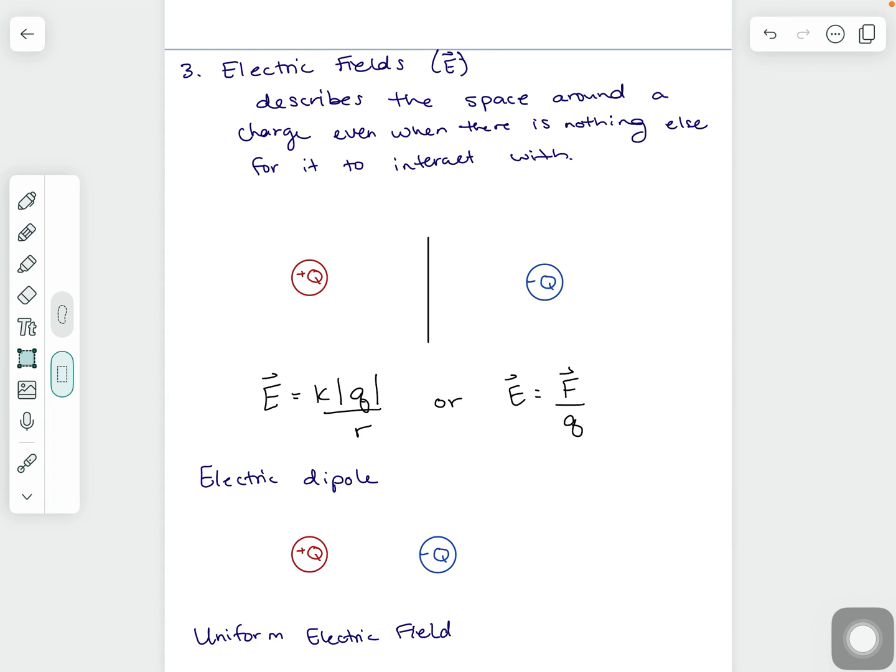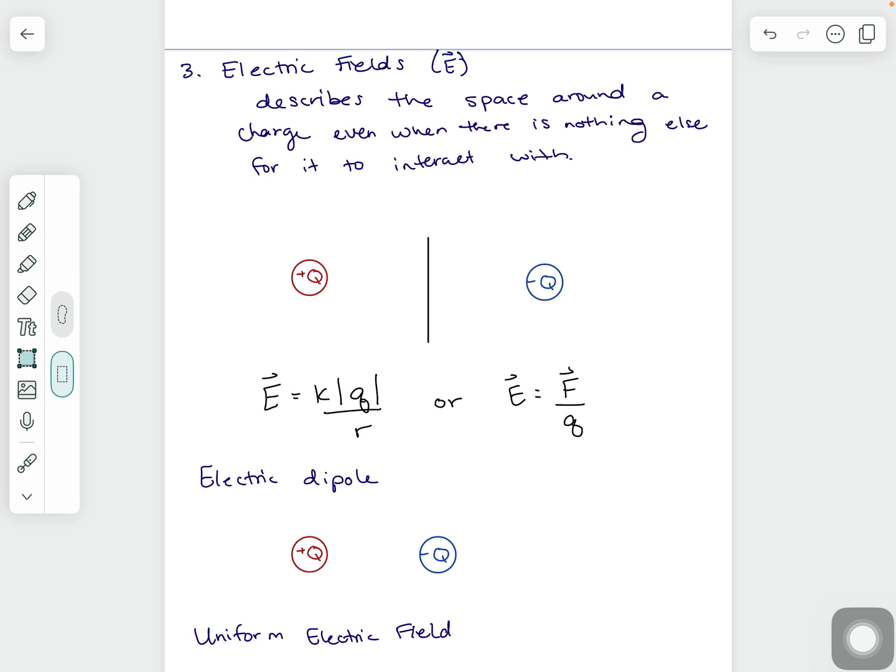Okay, this is section 3, electric fields. Electric fields describe the space around a charge, even when there is nothing else for it to interact with. So if we have a positive charge in space, it's going to have an effect on the space around it, just like the Earth would still have gravity if it wasn't interacting with the sun, or the sun would still have gravity if it weren't interacting with any of the planets.